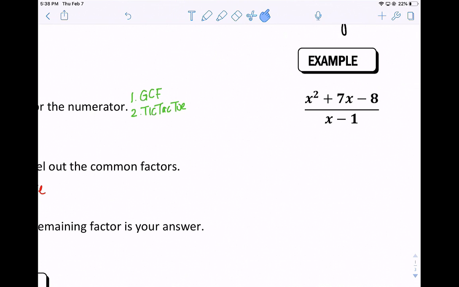Okay, so looking at this one, we have x squared plus 7x minus 8. I don't see a greatest common factor here. I cannot take an x out because this 8 doesn't have an x. I can't divide out a common number because the coefficient here is 1. So at this point, we're just going to tic-tac-toe. So I'm going to draw my tic-tac-toe grid.